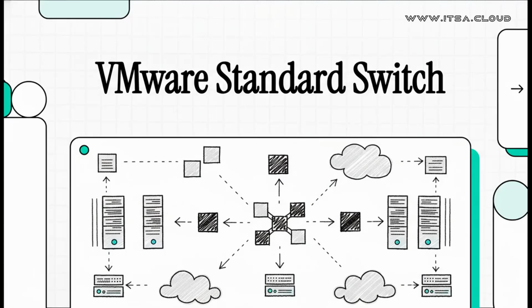Have you ever wondered how a single physical server can run a dozen different applications and have them all talk to the outside world without getting their wires crossed? Well, today, we're diving into the software magic that makes all of that possible, the VMware Virtual Standard Switch.